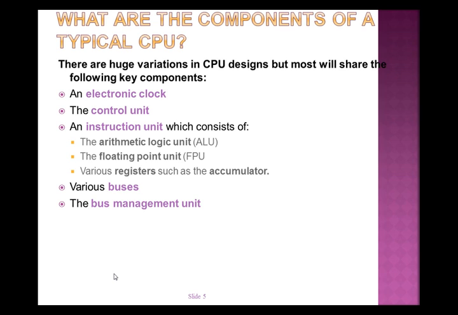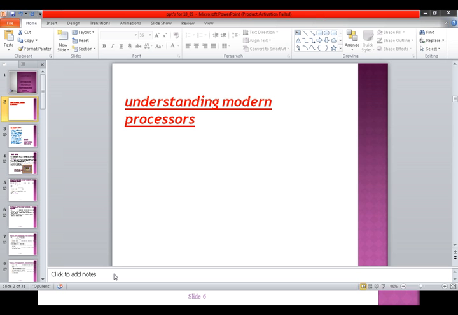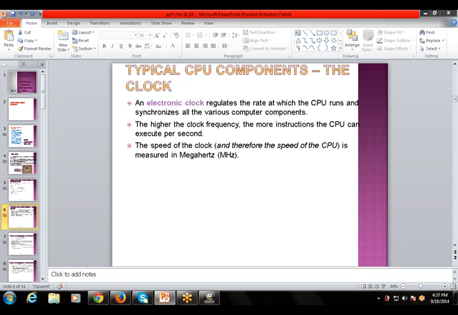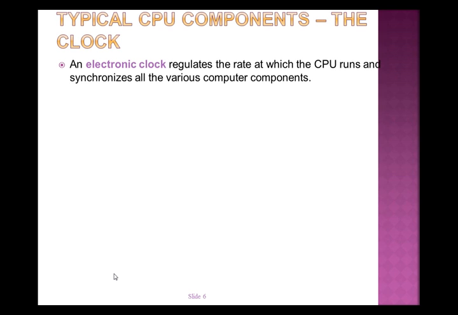Now, typical CPU components, means what are the components? First of all, the component is the clock, that is the electronic clock. So now, what is a clock? The electronic clock regulates the rate at which the CPU runs and synchronizes all the various computer components. This is the most important line.